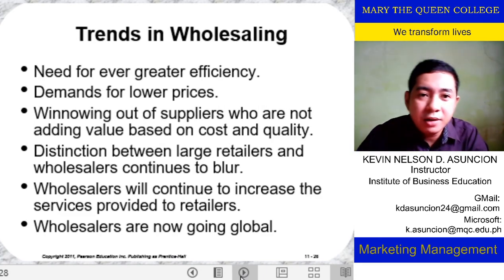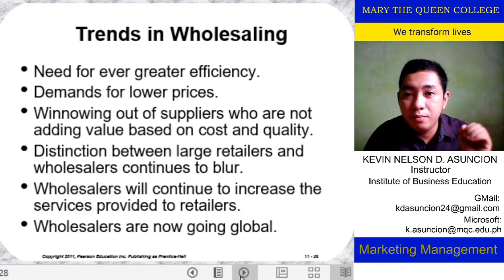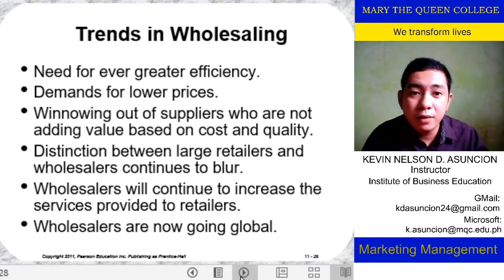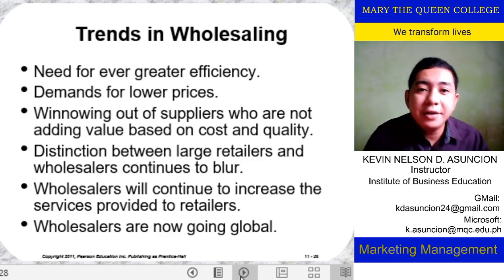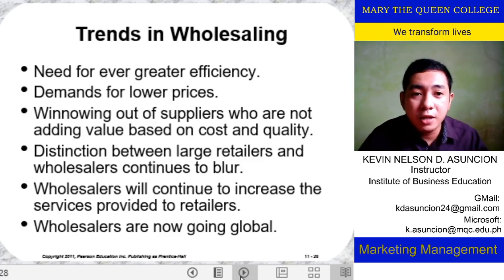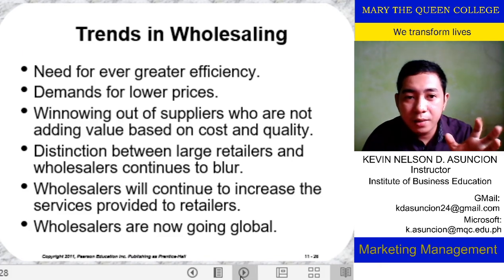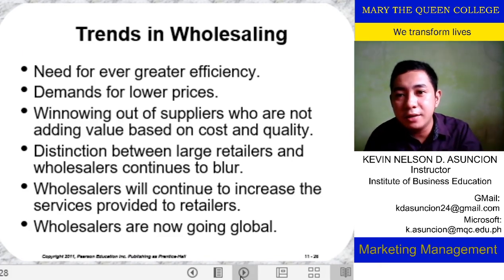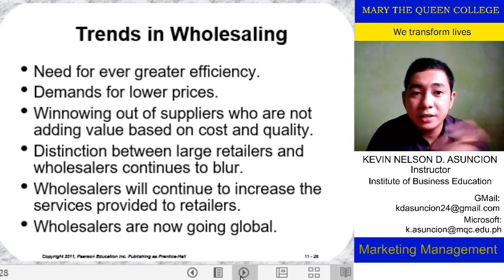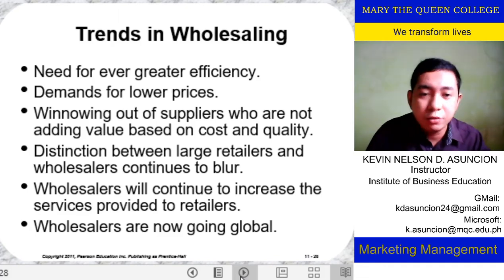So the trends in wholesaling today are the need for ever greater efficiency because it's a big market, demands for lower prices of course because they will still retail it, and winnowing out of suppliers who are not adding value based on cost and quality. So that's what we focus on now, cost and quality. Then the distinction between large retailers and wholesalers continues to blur, because large retailers can also be wholesalers. Wholesalers will continue to increase the services provided to retailers, and wholesalers are now going global.